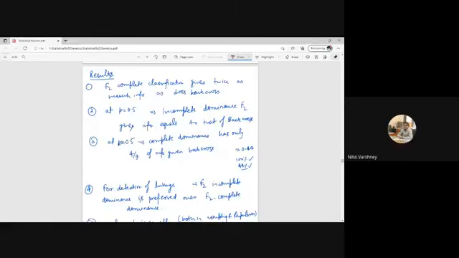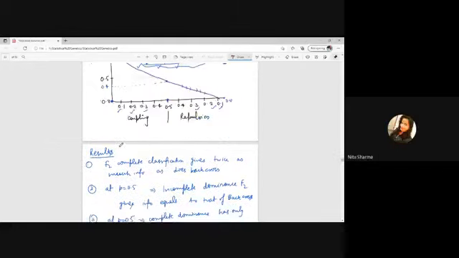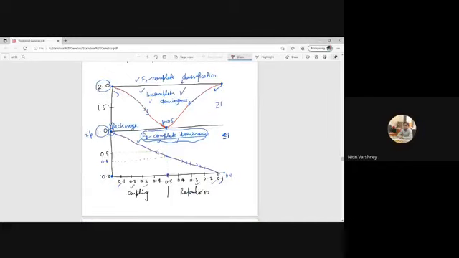At p is equal to 0.5, complete dominance has only 4 by 9 information as compared to back cross. See here, at p is equal to 0.5, this is the line of complete dominance. So see, at 0.5, this is here. And at this side, what is this information? So we can say at p is equal to 0.5, F2 complete dominance is providing how much information? It is less than 0.5, so it is near about 0.4. So the exact amount is 4 by 9.